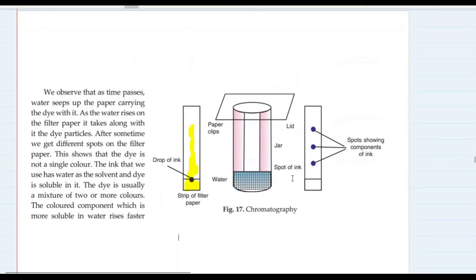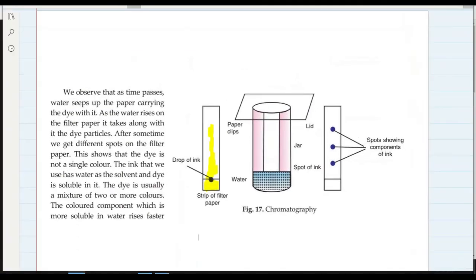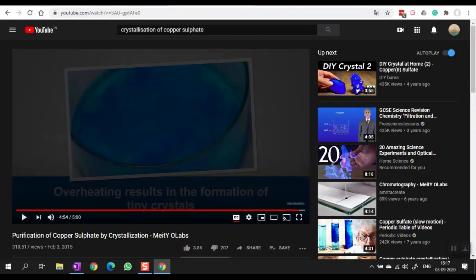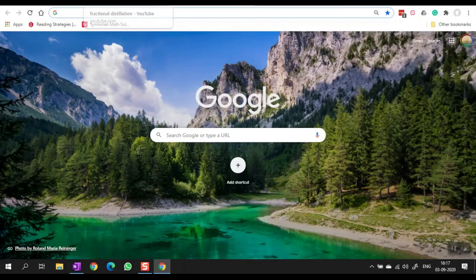Okay, so what you see is different components. If you see its actual picture, which I'm going to show you now, you don't obtain three or less, or three or more different spots. But what you obtain is a line, a streak, chromatography of ink.